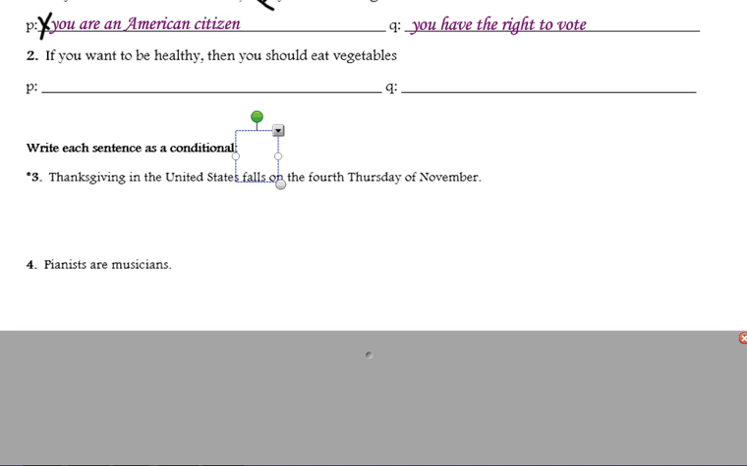Number 3 wants us to write the sentence as a conditional. If you recall, a conditional is an if-then statement. So we're going to take this sentence, that Thanksgiving in the United States falls on the 4th Thursday of November, and we're going to turn it into an if-then statement. Remember, your conditional has to make sense and it has to be true. So there's actually two ways that we can represent this sentence as a conditional.